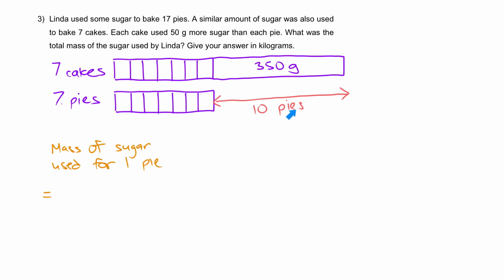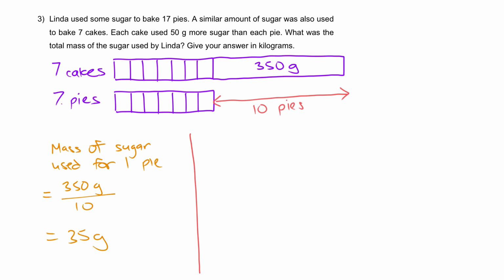If we use 350 grams for 10 pies, then for 1 pie we will just take 350 grams divided by 10 to give you 35 grams. From this point on, it's actually quite straightforward. I think the simplest way to get to the answer is just to figure out the mass of sugar used for 17 pies, which is here, and then we multiply it by 2, since in both cases they use the same amount of sugar, isn't it?